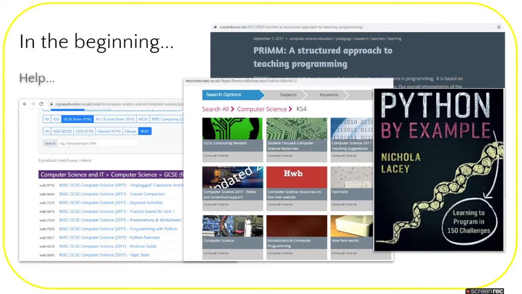For Key Stage 4, we have bought resources from Zigzag Education and have made use of resources from the WJEC Resource Bank. For Key Stage 3, we have made use of the work by Sue Sentence and Nicola Lacey. PRIM stands for Predict, Run, Investigate, Modify and Make, and is a lovely structured approach for delivering Python at Key Stage 3.